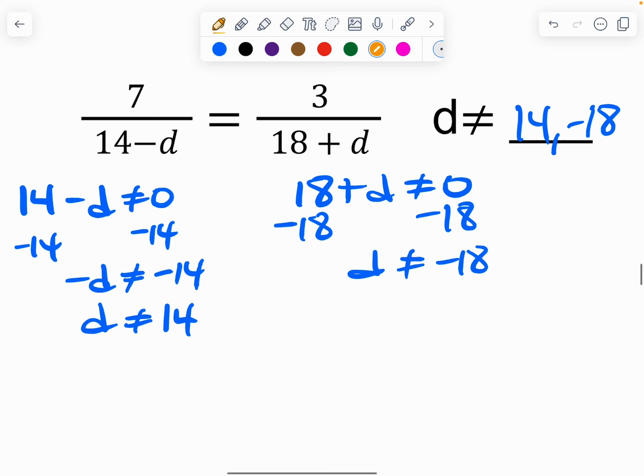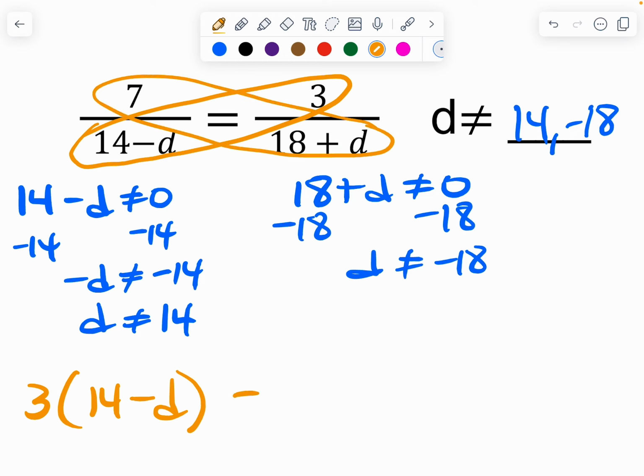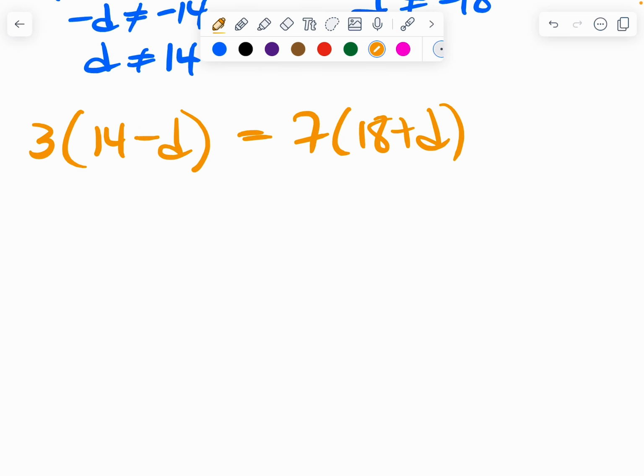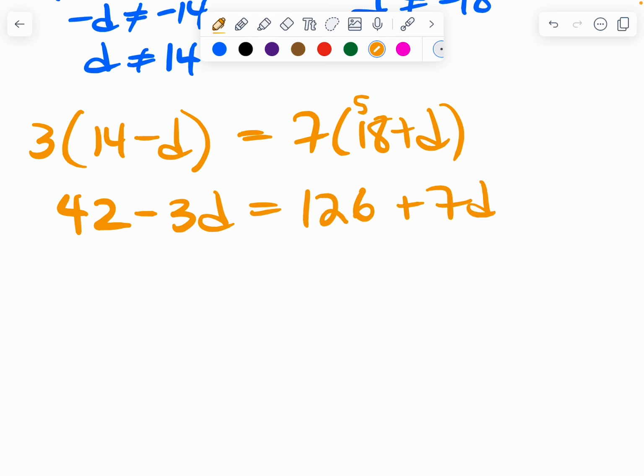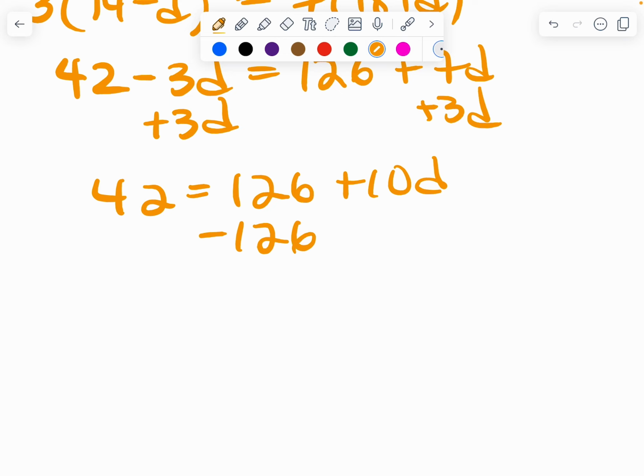So I'm going to do the problem. Multiply these two. Then I'm going to multiply these two. And I solve. 42 minus 3d equals 126 plus 7d. So I'm going to add 3d to both sides. 42 equals 126 plus 10d. Subtract 126. That's going to be negative 84.